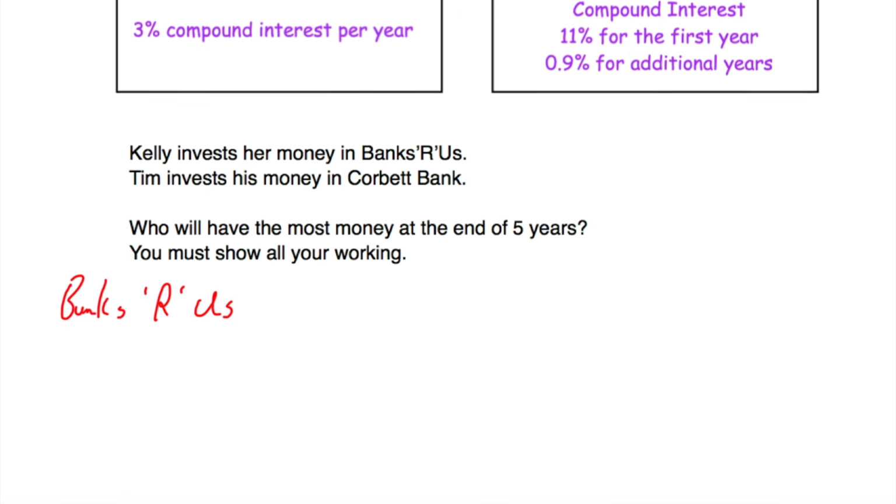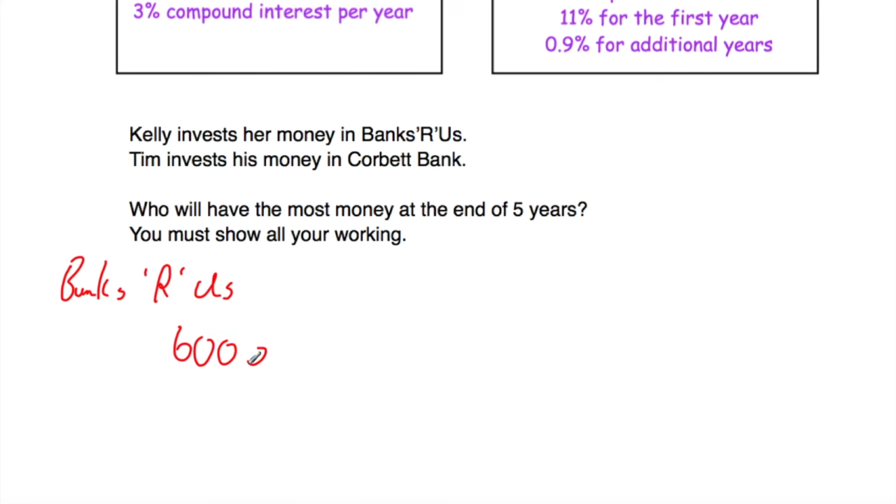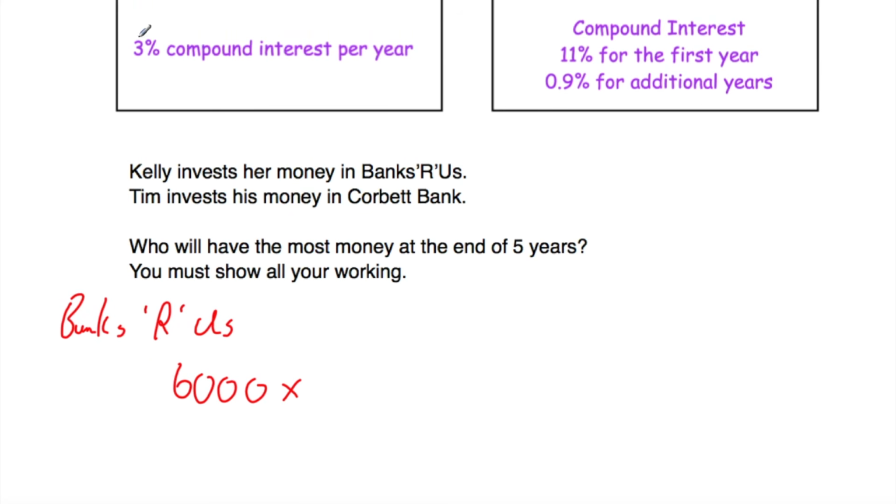So £6,000 is the initial, so 6,000 multiplied by the multiplier. Well, Banks R Us pay a compound interest of 3% per year. So to increase something by 3%, you'd multiply by 1.03, and then to the power of 5 because it's 5 years. So if we do 6,000 multiplied by 1.03 to the power of 5, that's equal to £6,955 and 64p to the nearest penny. So that's how much money Kelly will have if she invests her money in Banks R Us for 5 years.